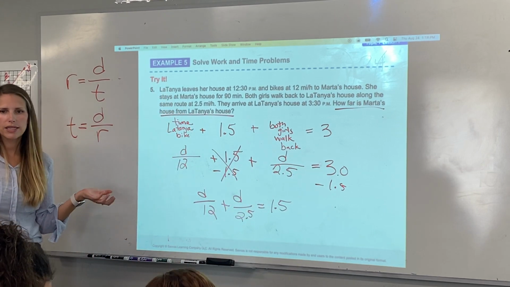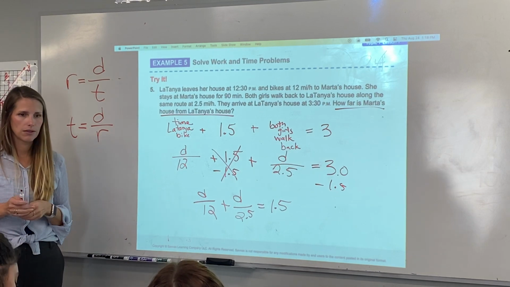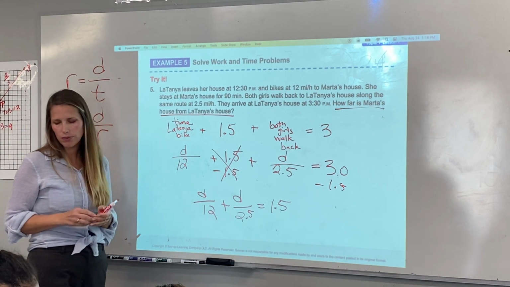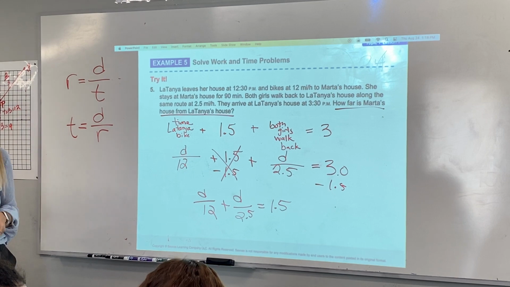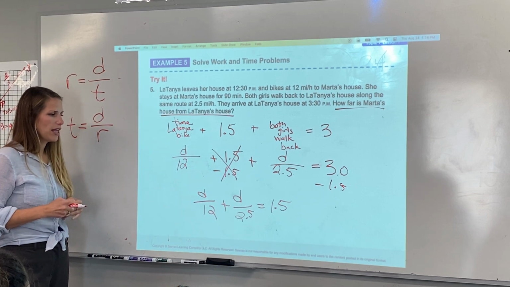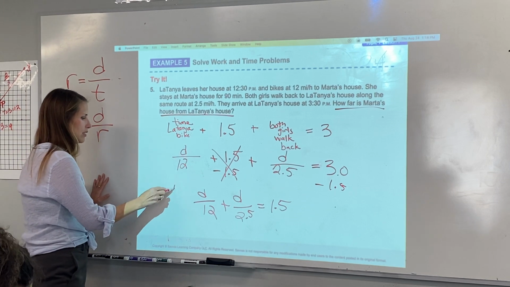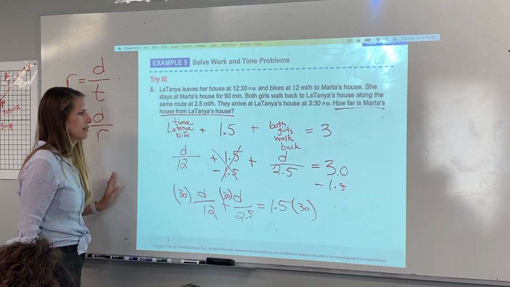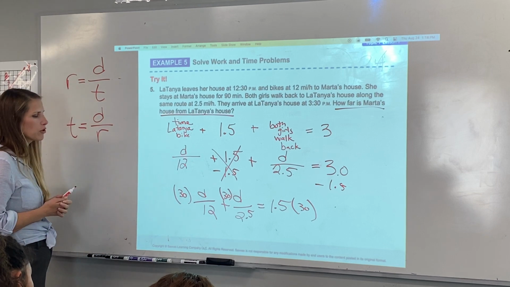So let's go ahead and find the least common denominator of 12 and 2.5. What should we do with those numbers to find the least common denominator? Multiply, right? So if I multiply 12 times 2.5, I get 30. All right, so if I get a least common denominator of 30, I have to multiply everything times 30. So times 30 here, times 30 here, and times 30 here. Since I actually knew the time that she spent there, I was able to just subtract that and then kind of simplify it a little bit, okay?